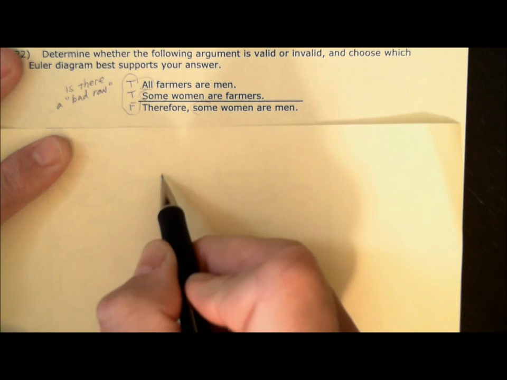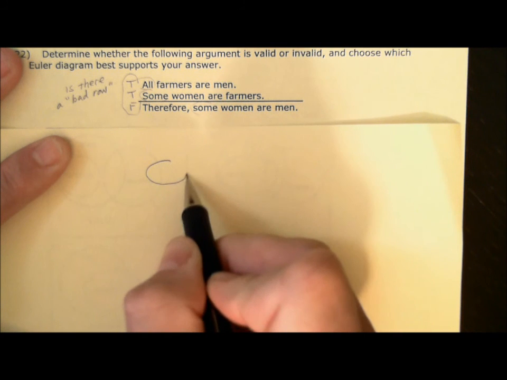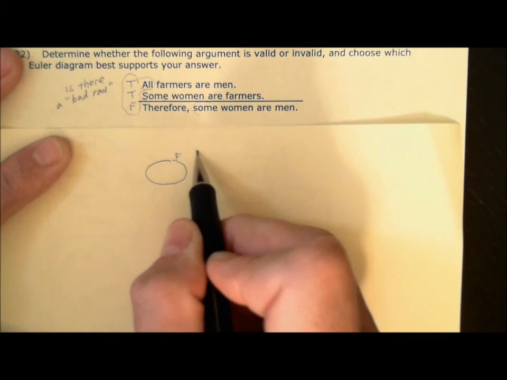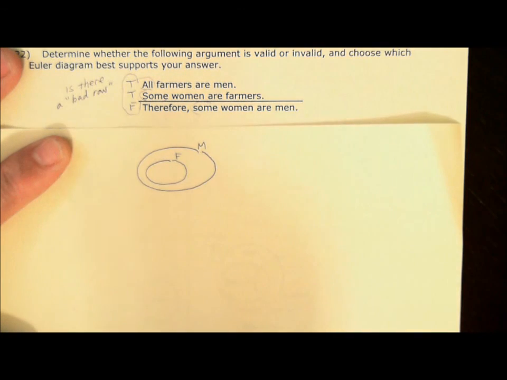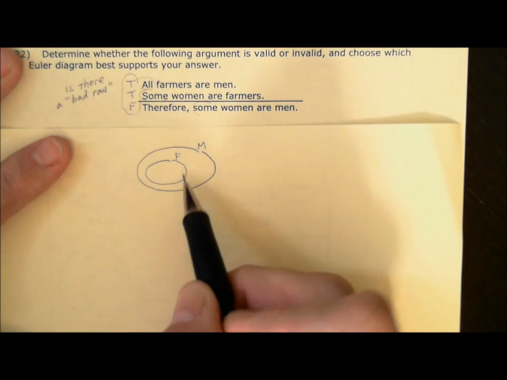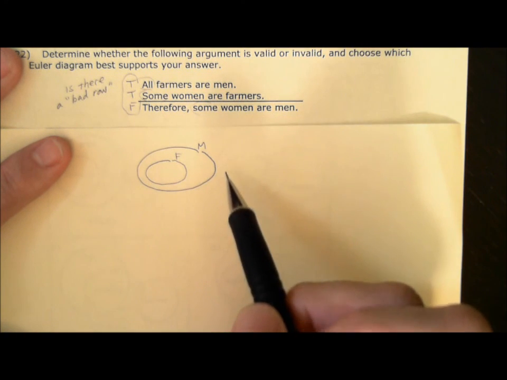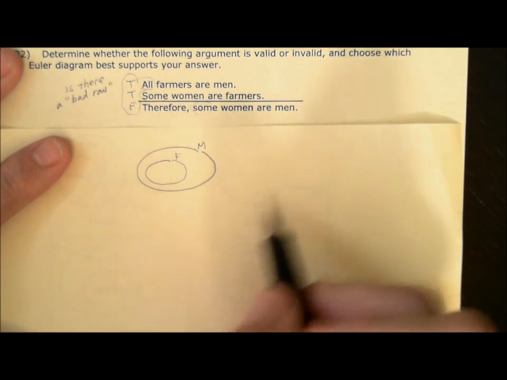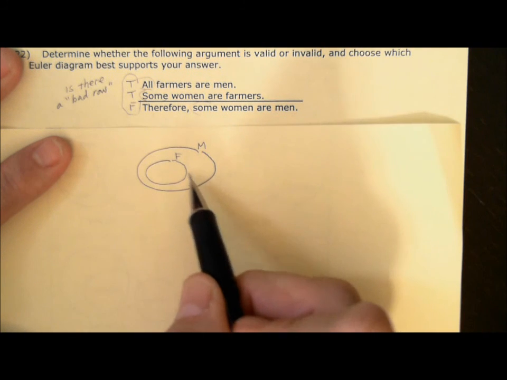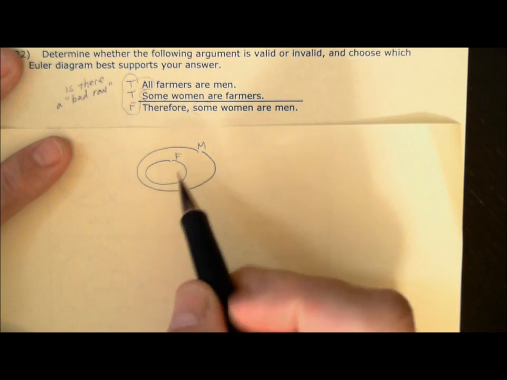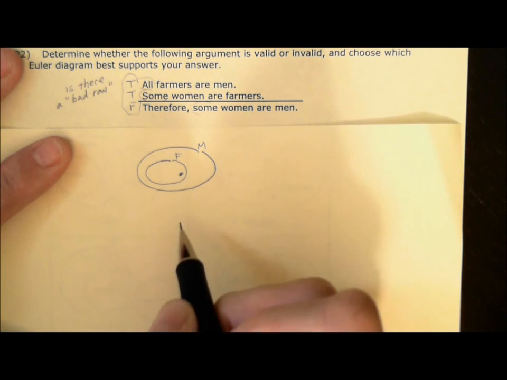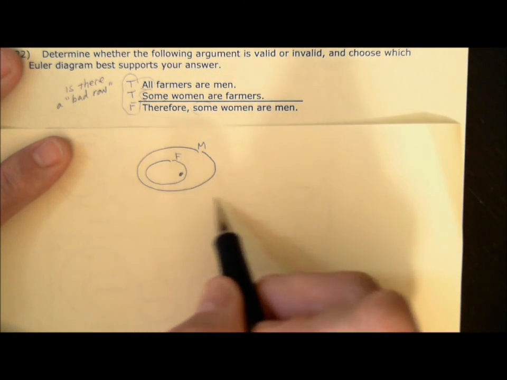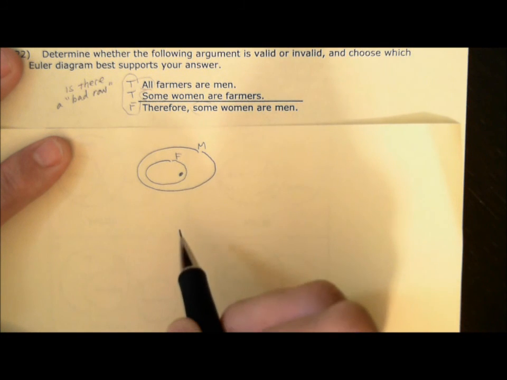So let's try this. All farmers are men. We're going to draw a picture in which the farmers are inside the set of men, just like that. Okay, all farmers are men, and you might say, well, that's a false statement, but who cares? The next one is some women are farmers. So we're going to have a set of women somewhere out here. And the set of women has to intersect the set of farmers. There has to be at least one person in here who's a woman. And so we have to draw the set of women so that it encircles that dot.